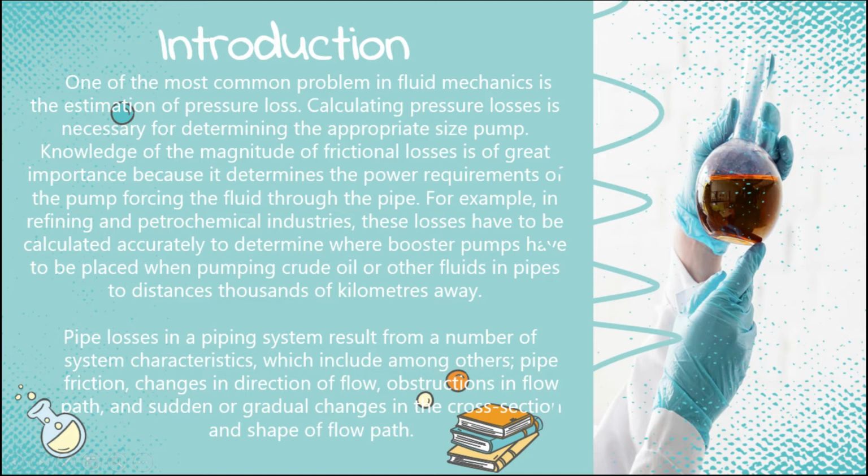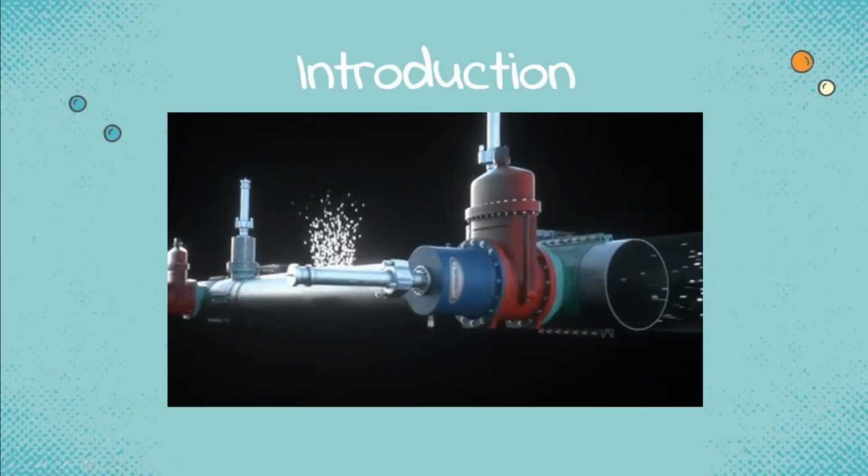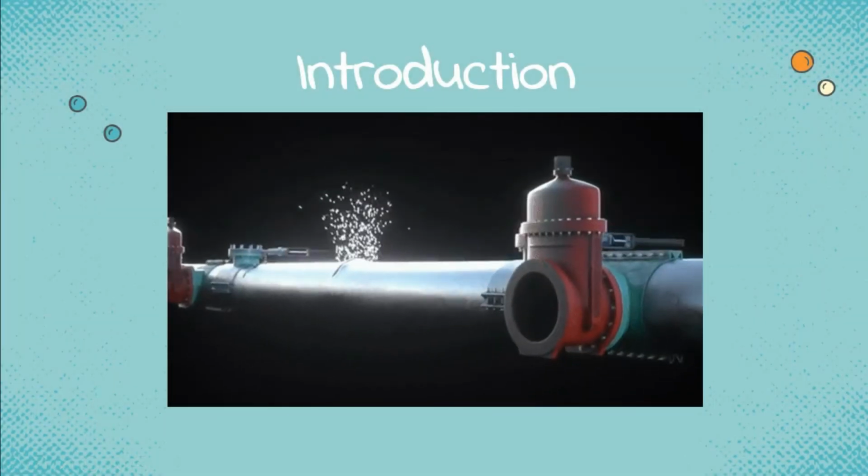Pipe losses in a piping system result from a number of system characteristics, which include, among others, pipe friction, changes in direction of flow, obstructions in the flow path, and sudden or gradual changes in the cross-section and shape of the flow path.